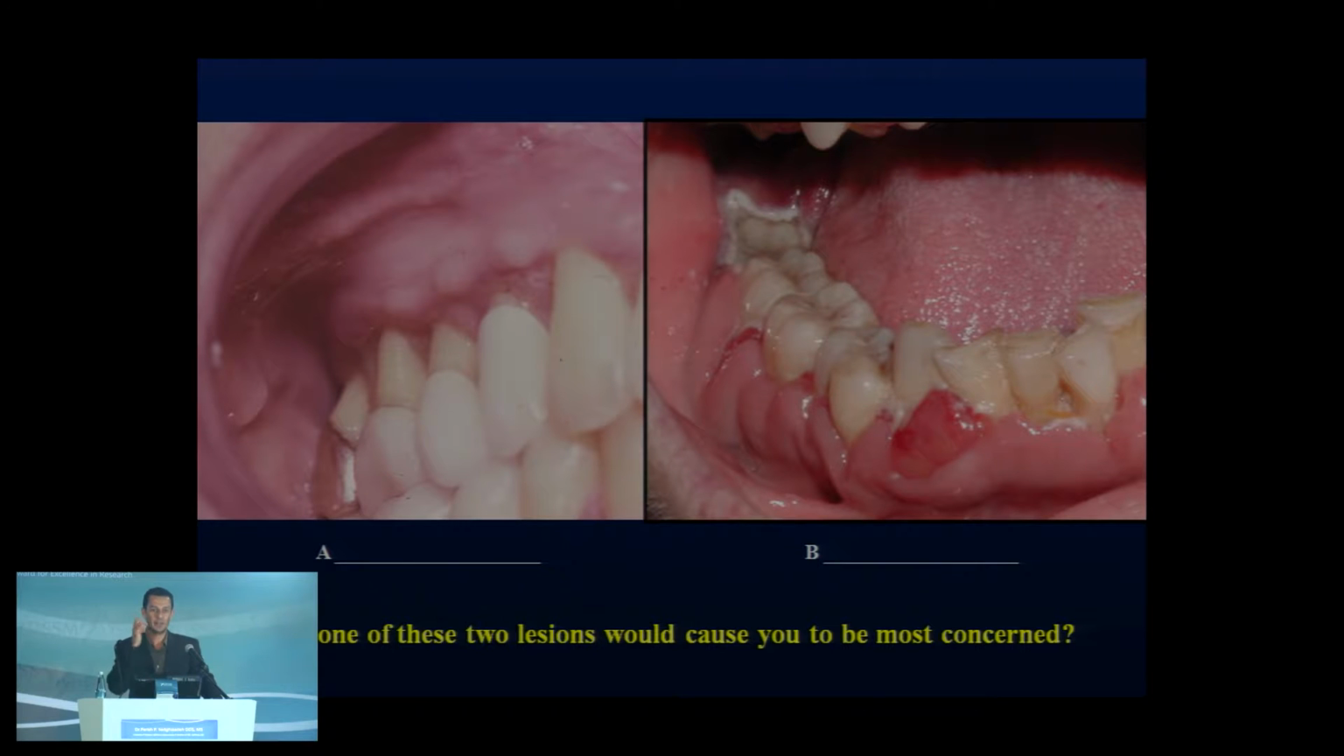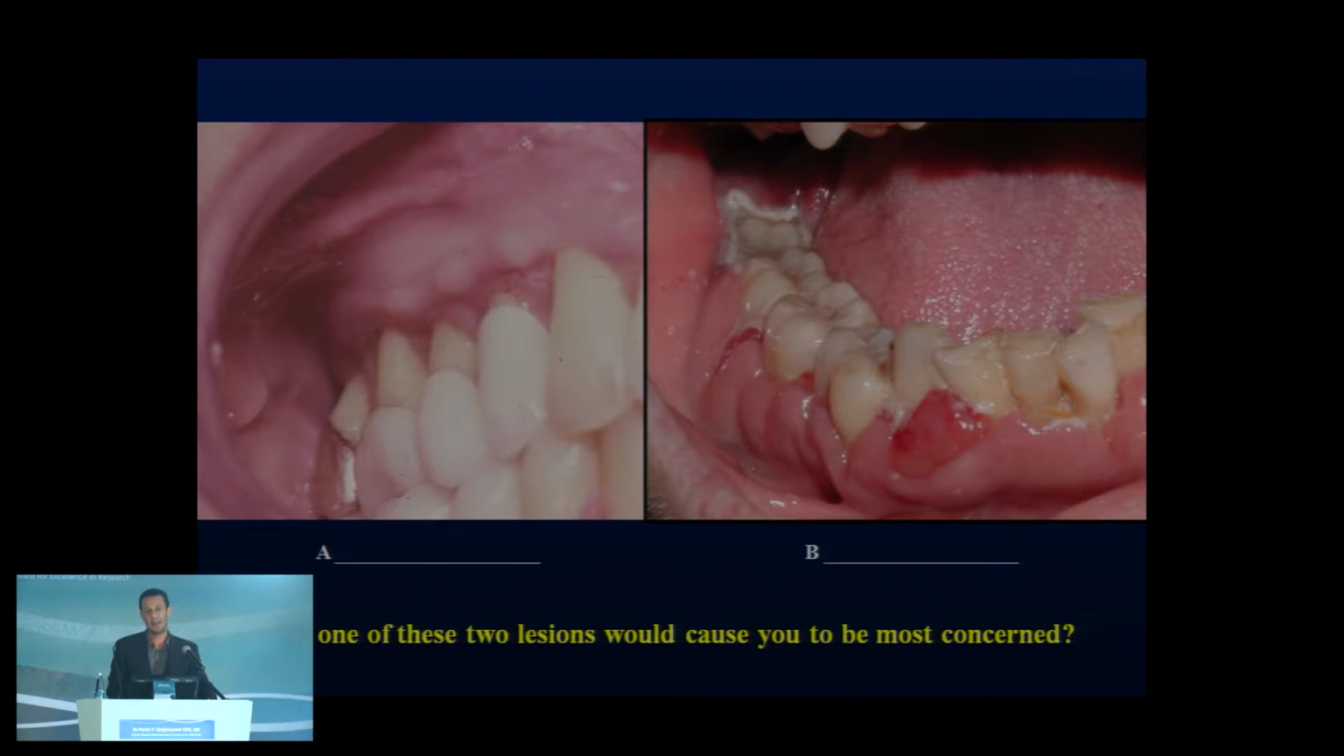Which one of these in your head would you be more concerned about? The one on the left or the one on the right? What do you think? Left? Right? All right, good. So the one on the left is just toothbrush abrasion, very heavy, hard bristle, brushing hard for years, and actually just a little bit of sensitivity because of the exposed teeth.